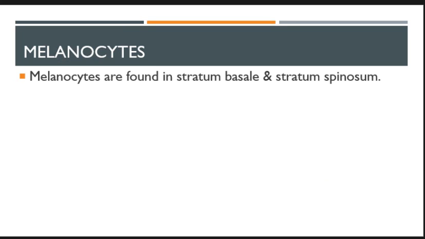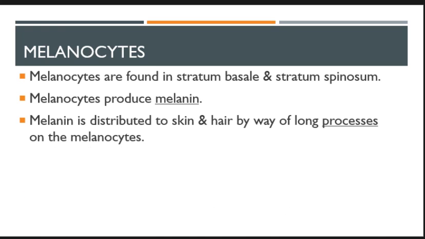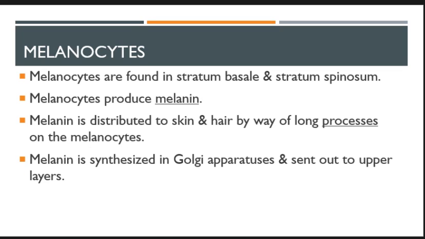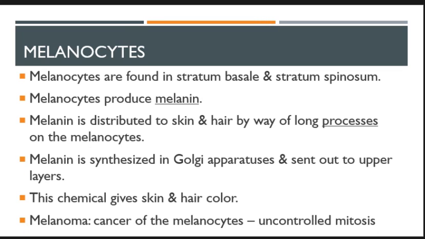So melanocytes are specialized cells found in the lower levels of the epidermis. So they're in the epidermis. We'll get to the stratum basale and spinosum in a minute. Melanocytes produce melanin. I want you to write that, melanin. And melanin is distributed to skin and hair by way of long processes on the melanocytes. It's like a spider coming out. And what they're sending up is melanin. Melanin is made in the Golgi apparatus and it gives color to your hair and to your skin. That's how we get the color. It's also a protective thing.